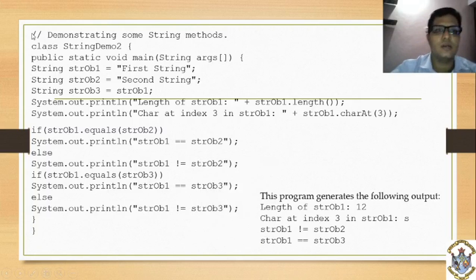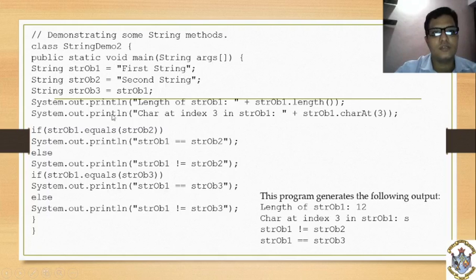Now what is this? Class StringDemo, name of the class. Afterwards the main method. The first string variable is strOb1 storing first string, strOb2 is a variable of type string storing second string, and strOb3 is a variable of type string, and I am storing strOb1. Now I am displaying. Please observe it. System.out.println length of strOb1. Then what is the length of the string? First string: 1 2 3 4 5, space, 6 7 8 9 10 11 12. So its length is 12.